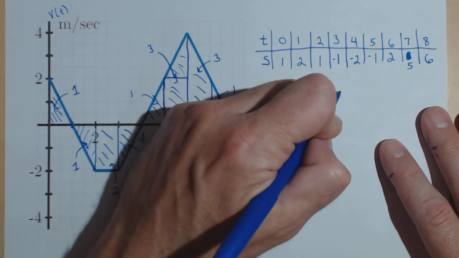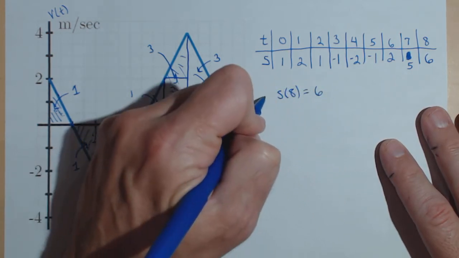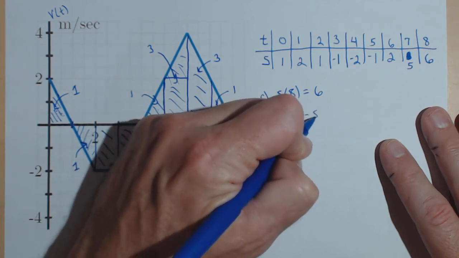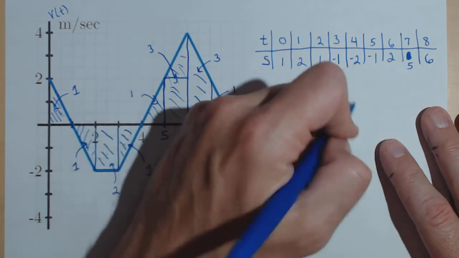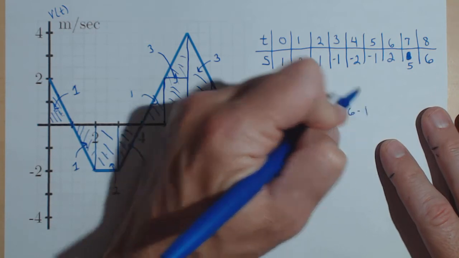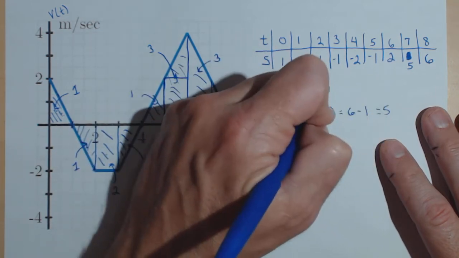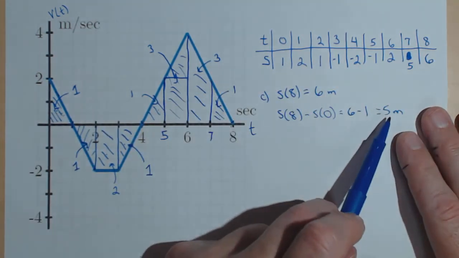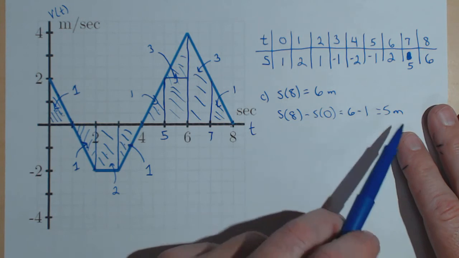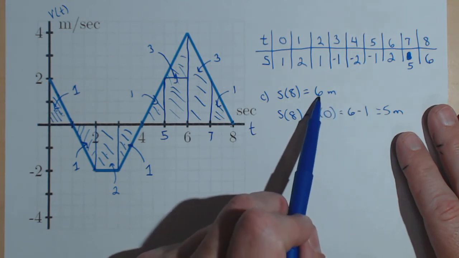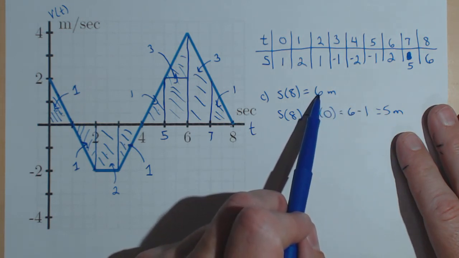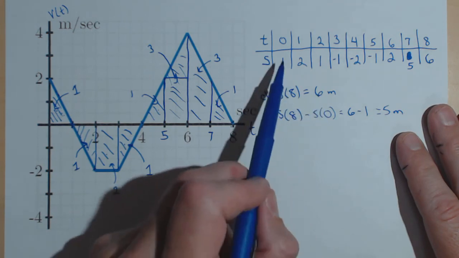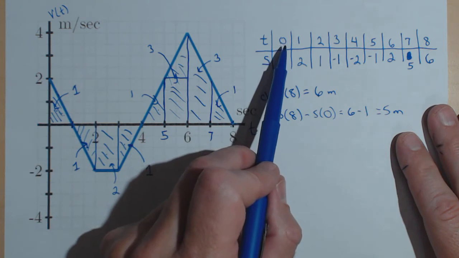So that's his position. His change in position, so we're answering the questions to part C, is S of 8 minus S of 0. So 6 minus 1, or 5. So we do have a difference, and both of these are in meters. So his displacement between 0 and 8 seconds is 5 meters. His total position from this original spot where we were measuring was 6 meters, because he started at 1 meter before we ever started timing him.